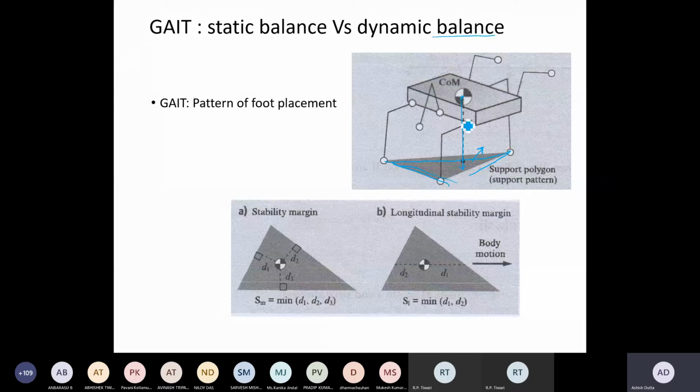Okay, and so the pattern of foot placement is what we call gait. So they will move their legs in such a way that the projection of the center of mass is always inside this foot support polygon. Okay, for a quadruped, hexapod, or for a biped, it's the same example. So this is what we mean by a gait.